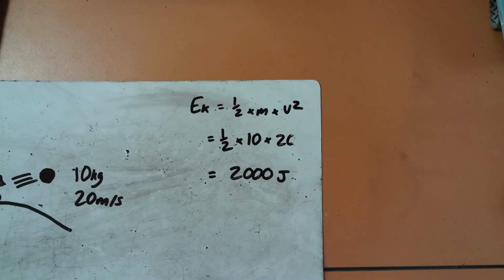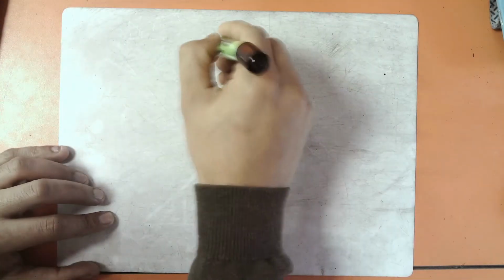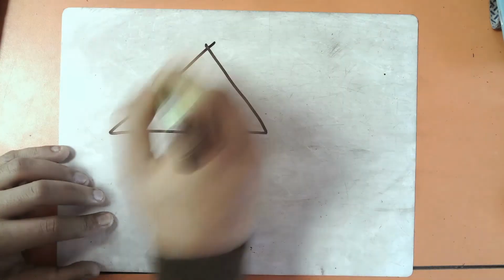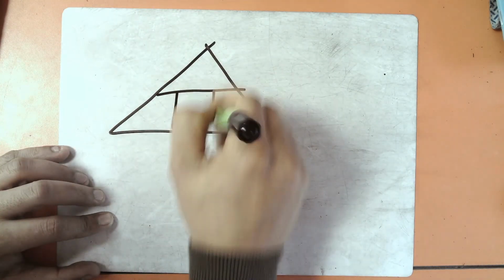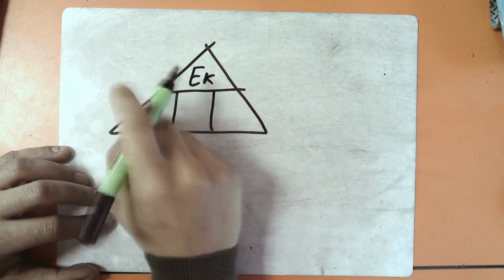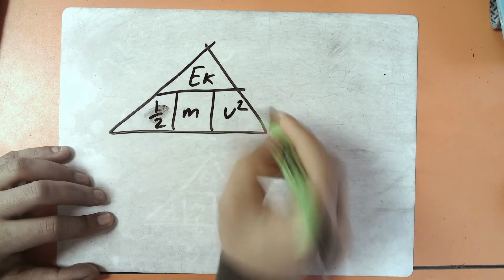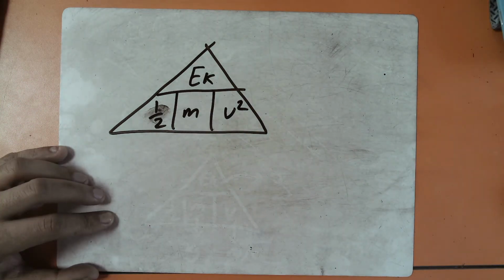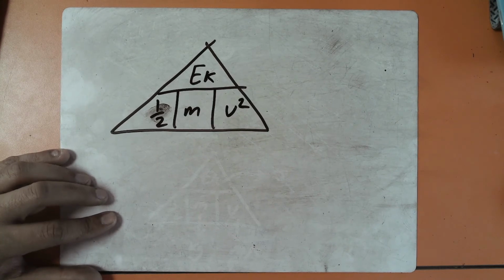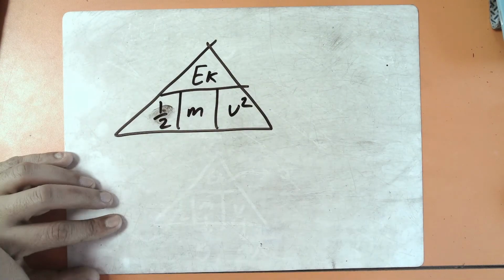Sometimes the examiners will get you to rearrange the equation to work out velocity, for example. So the first thing we'll do is, again, make our formula triangle, kinetic energy at the top, half times mass times velocity squared, and they will ask you to rearrange and calculate the velocity of an object, where they will give you the kinetic energy and the mass.